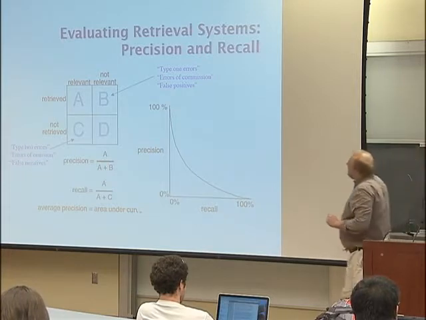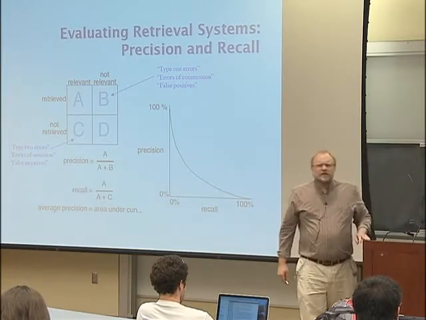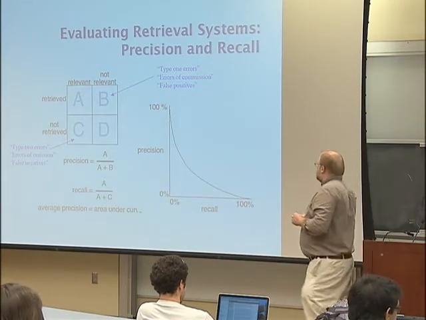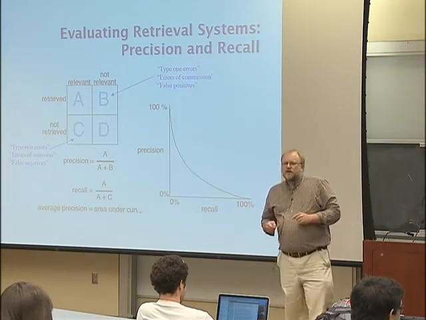So this is how it's typically done in information retrieval. And I think in a previous lecture someone mentioned these concepts. But precision and recall are the main measures that are used for ad hoc retrieval.